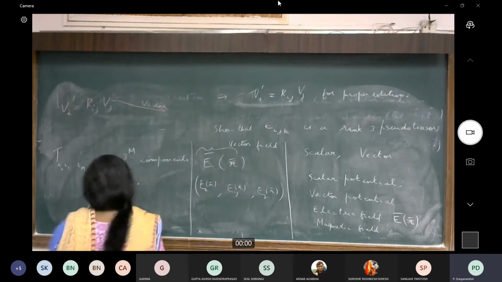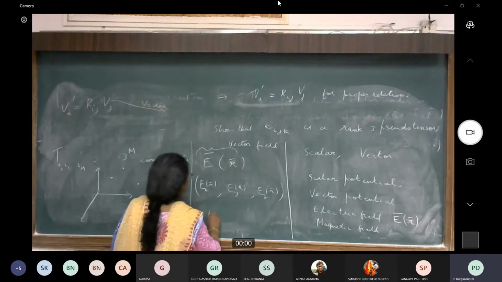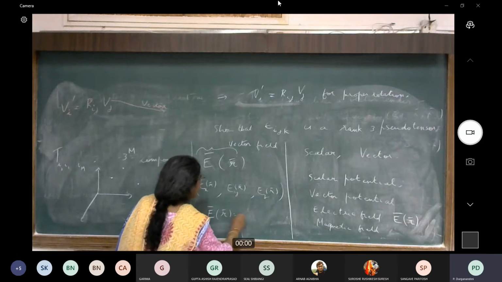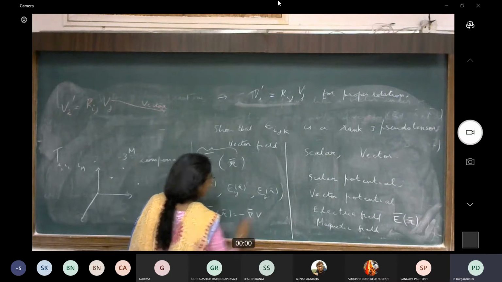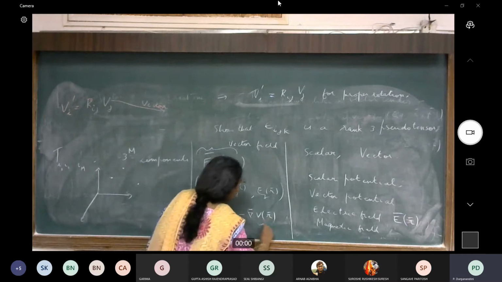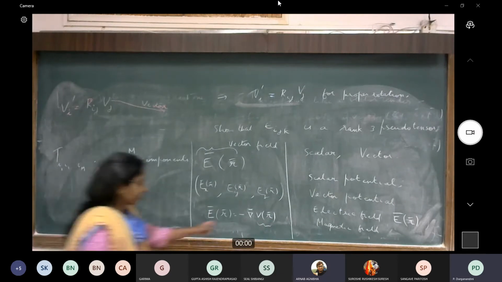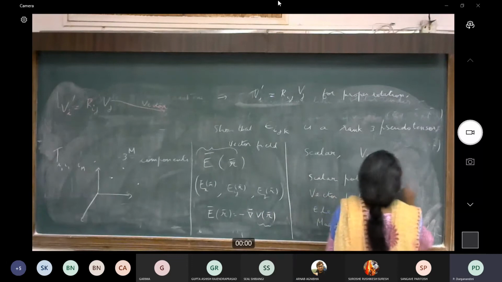Okay, and now of course you people have told me that I can write this. So you have said that E can be written as, so E of R can be written as minus del V, gradient of V of R. Now what kind of an object is this V of R? A scalar function. It's a scalar function, so it's actually what you call your scalar potential.